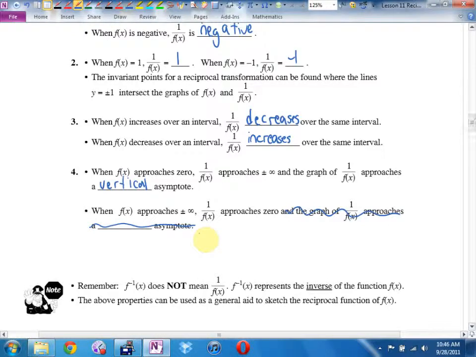You know what the most common mistake on this is? It's not the actual technique. Almost all of my kids get the technique. The most common mistake is this. On the test, I ask them to graph this. And on that graph, they graph this. Arrgh!